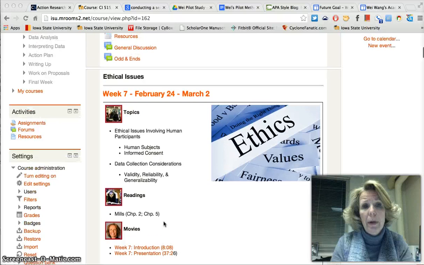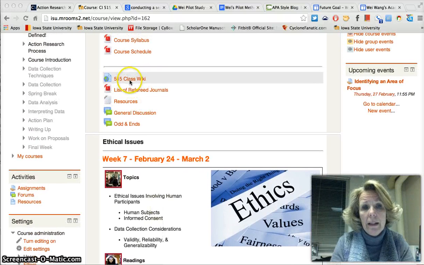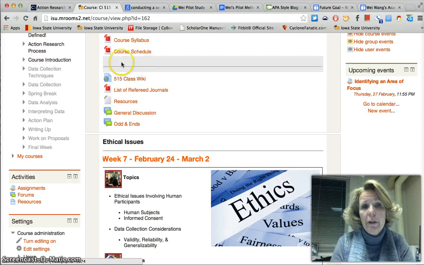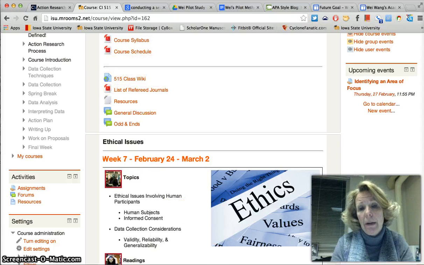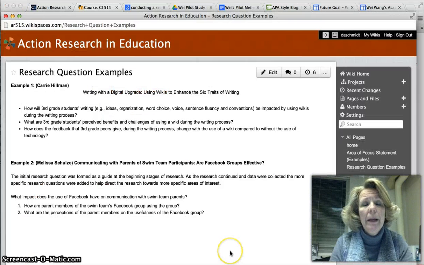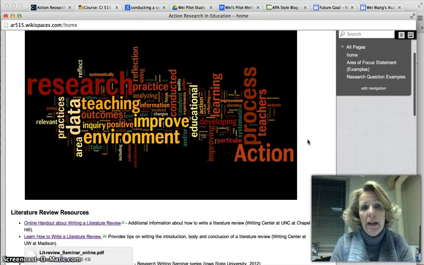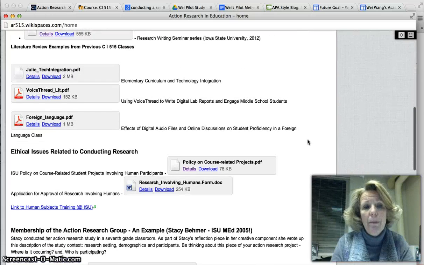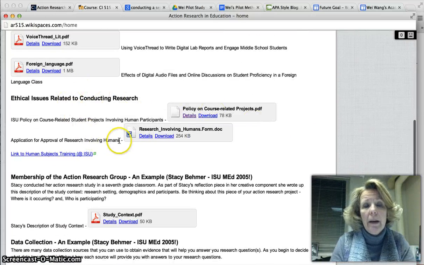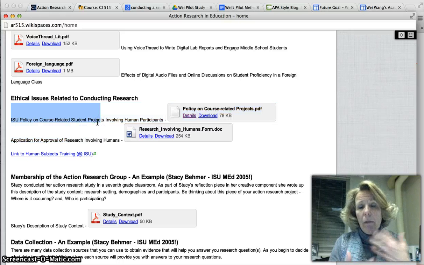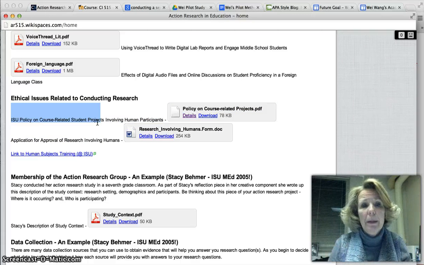I wanted to just point out a couple of things on the class wiki. If you go to the class wiki, I already have it open. On the home page, I've added a little bit of information on the ethical issues. Here's where you can find the ISU policy on the course related, why we don't have to get IRB approval for all of your projects in the class.